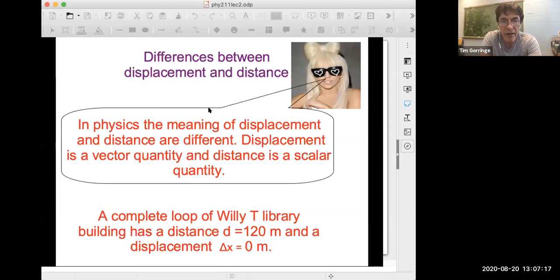Lady Gaga wants to reiterate this point: distance and displacement are different. In fact, we'll meet this more later on, but displacement is a vector quantity. It has a direction as well as a size or magnitude, whereas distance is a scalar quantity. It has no direction, just a magnitude. If you walk around Willie T. Library and return to where you started, that's 0 displacement, but you have walked about 120 meters when I tried it out.